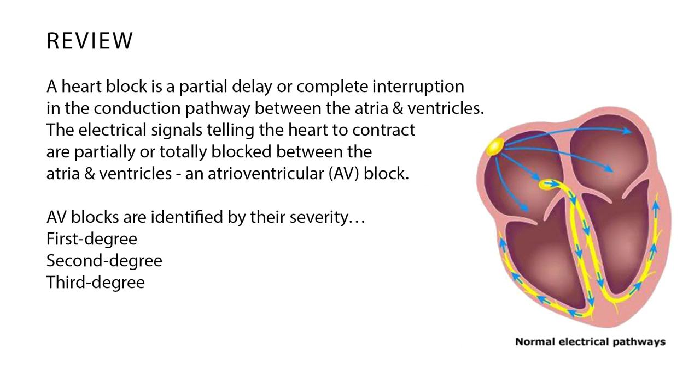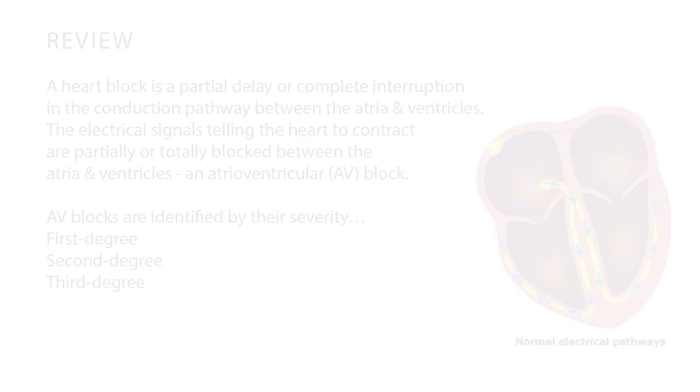Now for a brief review of AV heart blocks. A heart block is a partial delay or complete interruption in the conduction pathway between the atria and ventricles. The electrical signals telling the heart to contract are partially or totally blocked between the atria and ventricles, an atrioventricular or AV block. AV blocks are identified by their severity: first degree, second degree, and third degree.